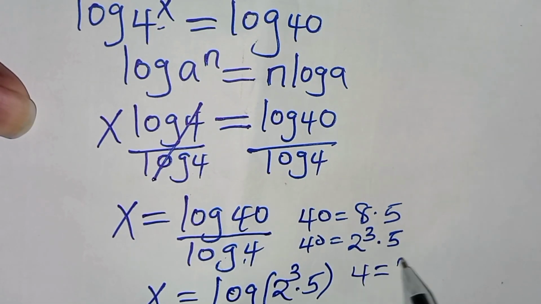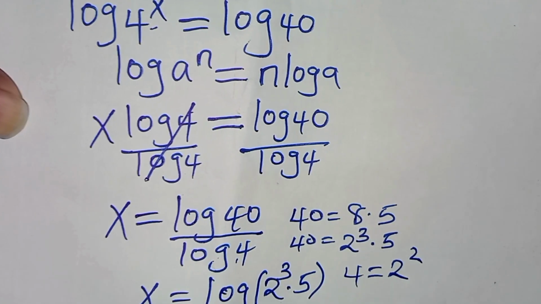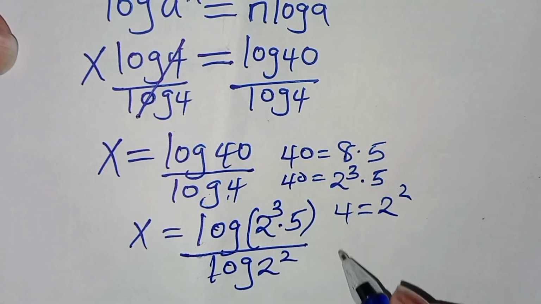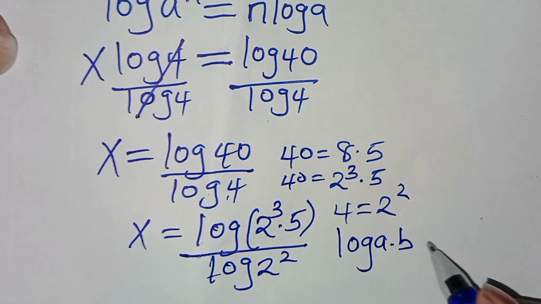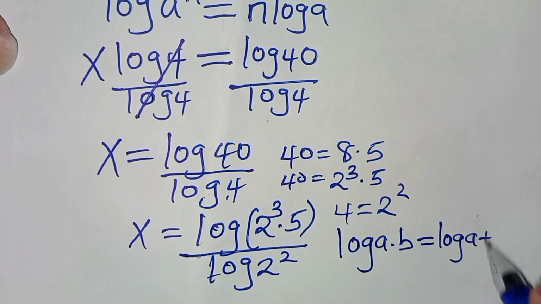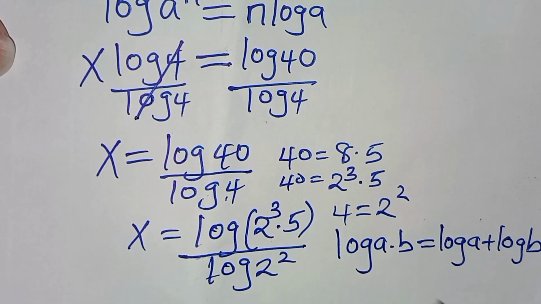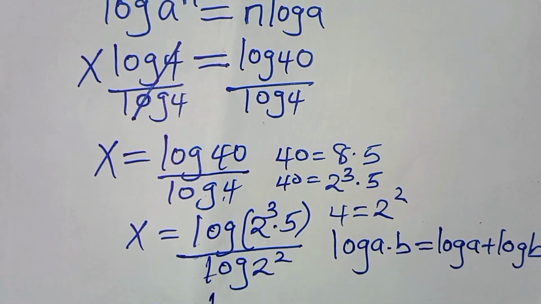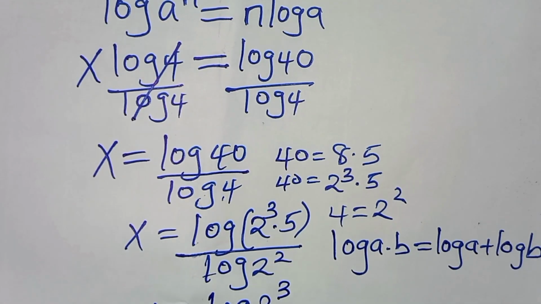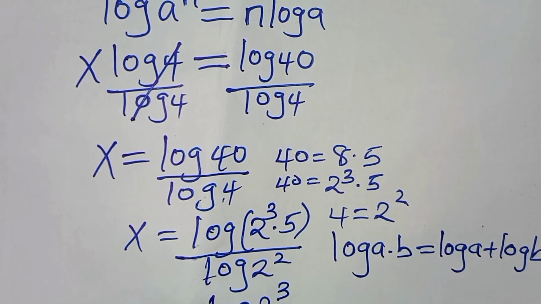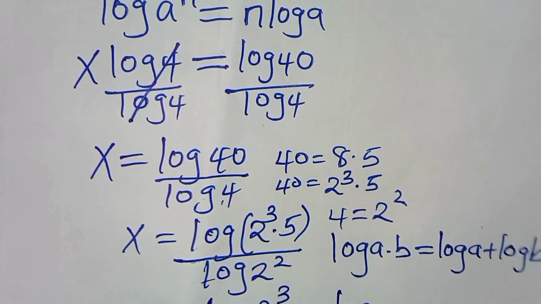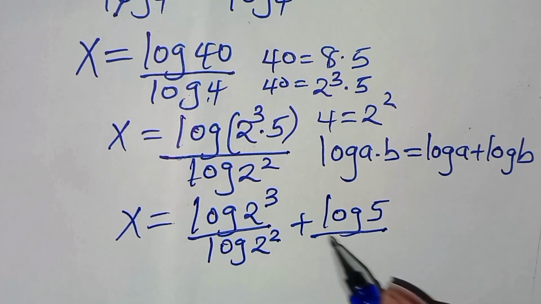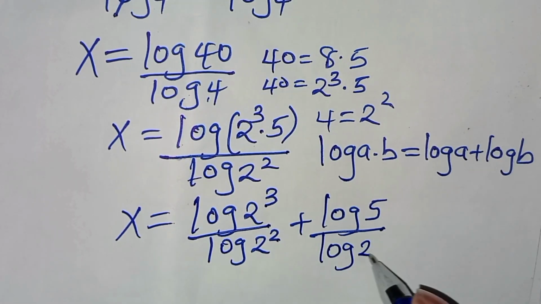Now 4 can also be expressed as 2 to power 2, so this is log 2 to power 2. Now log 2 to power 3 times 5 is in the form of log a times b, which we can express as log a plus log b. Applying this property, we find that x is equal to log 2 to power 3 divided by log 2 to power 2, plus log 5 divided by log 2 to power 2.